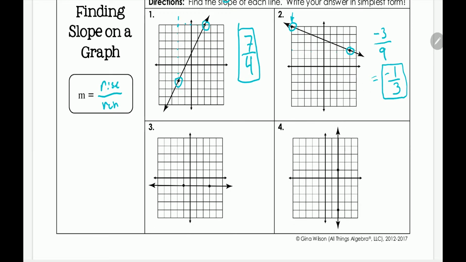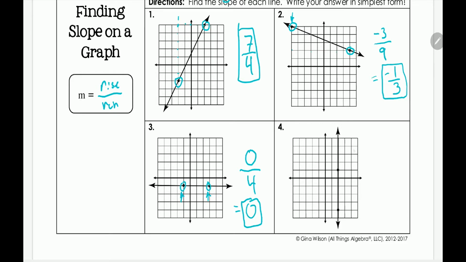Let's move on to number 3. Okay, number 3, we have our 2 points here and here. Remember, we're trying to find rise over run. So in other words, how do we go from here to here? So, do we go up or down any? No. So our rise in this case is going to be 0 over. And it looks like we go to the right 1, 2, 3, 4. So we have 0 over 4. And 0 divided by 4 is going to be giving us 0. So in other words, the slope for number 3 is 0.